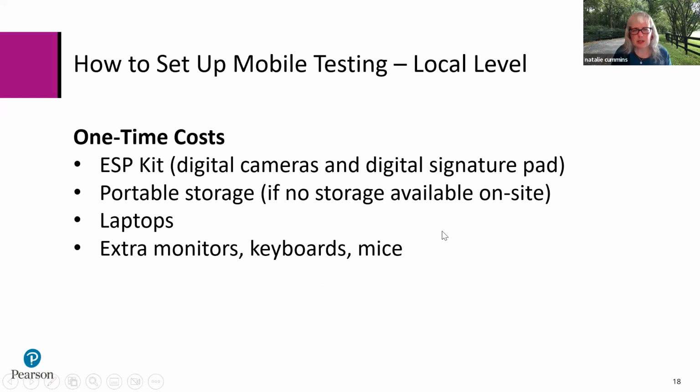So your one-time costs that you're looking at are the ESP kit, which I think stands for Enhanced Security Protocol. In essence, digital cameras and a digital signature pad. You have to have these items to provide testing in non-corrections mobile testing, same as with a fixed testing site. You also need to have portable storage if there's no storage available on site. And by storage, I mean lockers or drawers or someplace where students' personal belongings can be stored while they are testing. And this storage has to be outside of the testing room.